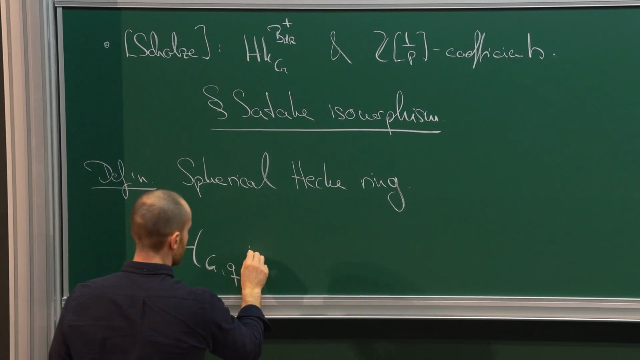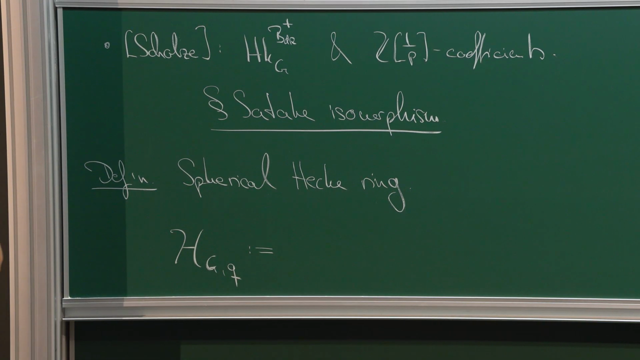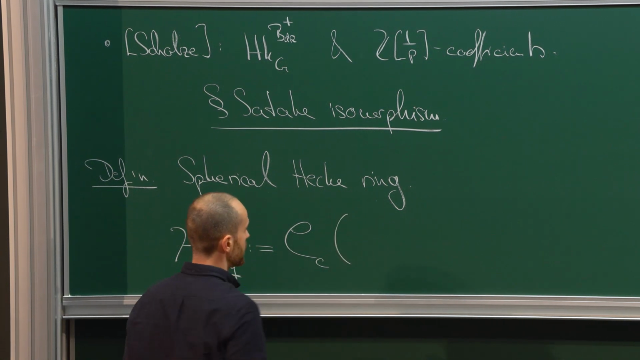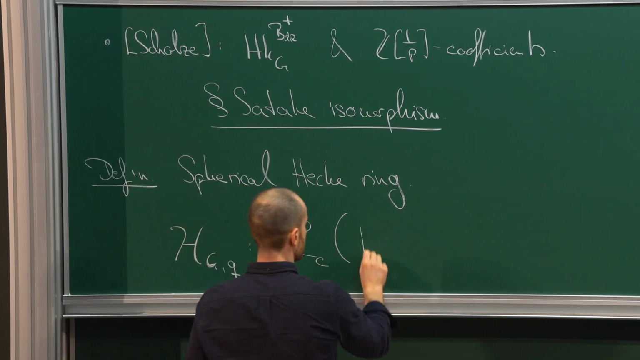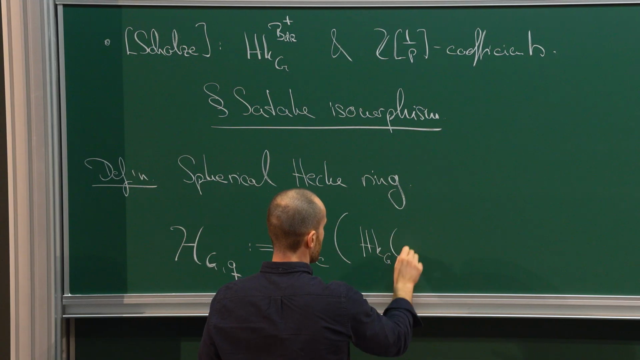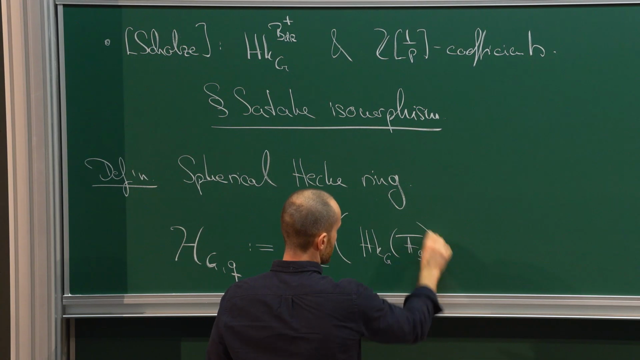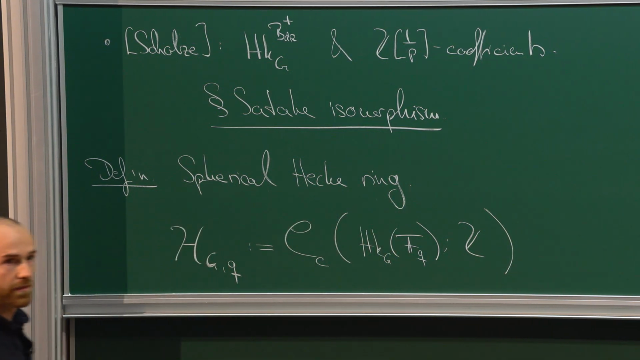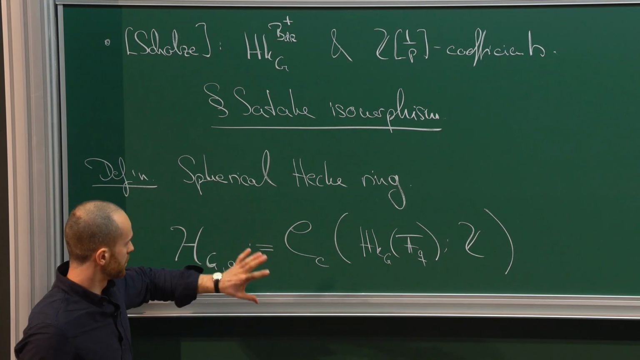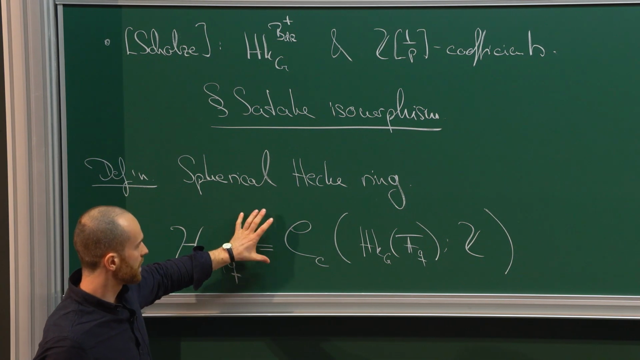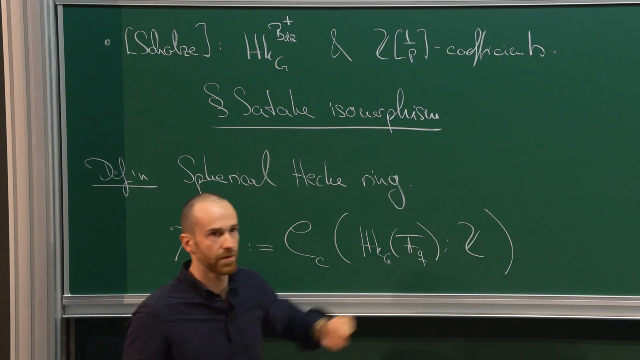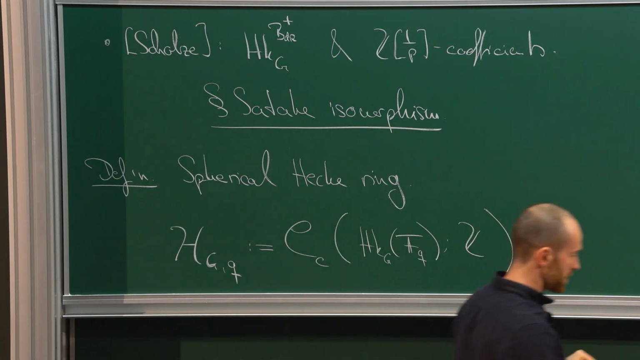And my notation for this is H(G, Q). What you look at is finitely supported functions on the Q-points of the Hecke stack, with values in the integers, let's say. In representation theory, you often look at this ring with values in the complex numbers, but let's just do the integers. We can tensor up if you like.